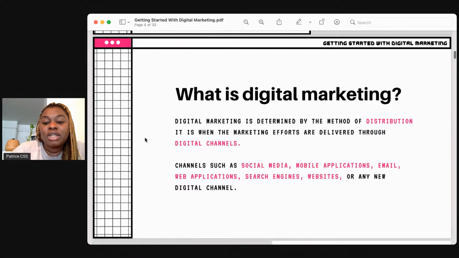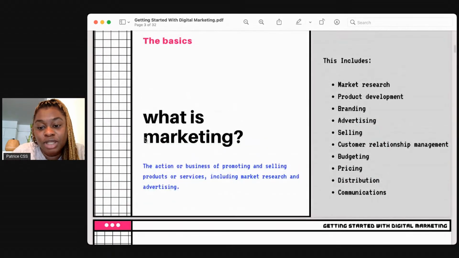So then we're going to look at what digital marketing is. Now, digital marketing is determined by the method of distribution. So it's when the marketing efforts are delivered through digital channels. Everything we just said: market research, product development, branding, advertising, selling, customer relationship management, or CRM, also known as customer retention management, budgeting, pricing, distribution, communications, all of those things that are marketing.